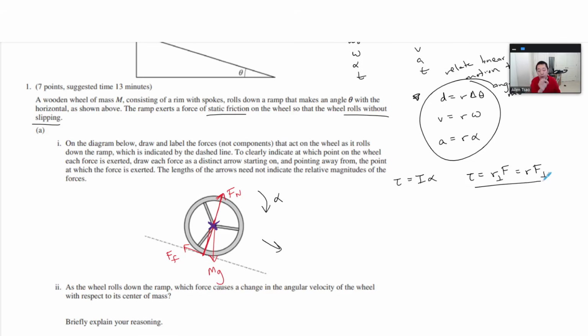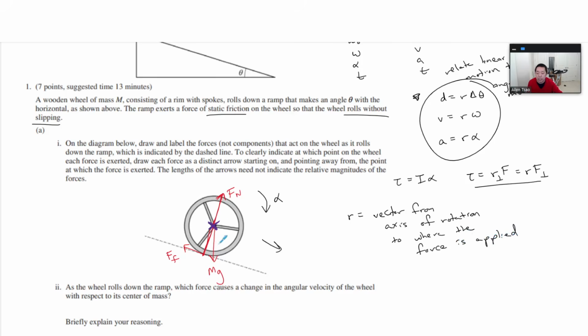Now, what does the r represent? This is the really important thing to recognize. The r is the distance, a vector from the axis of rotation to where the force is applied. I cannot emphasize enough how important that is. From the axis of rotation to where the force is applied. This is why we need to put the free body diagram forces where they're acting.